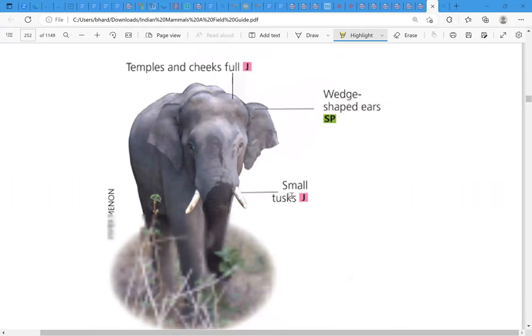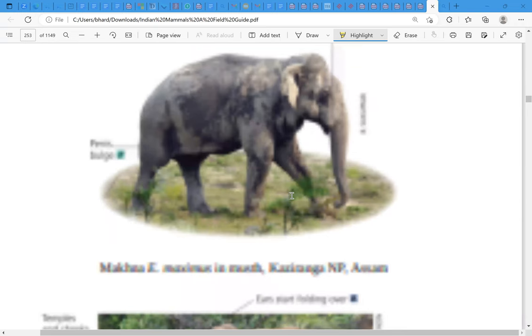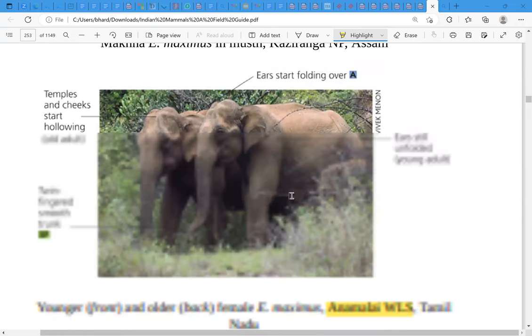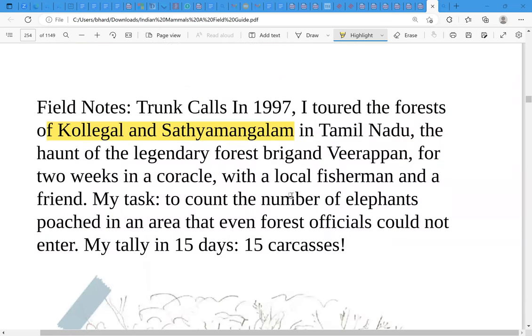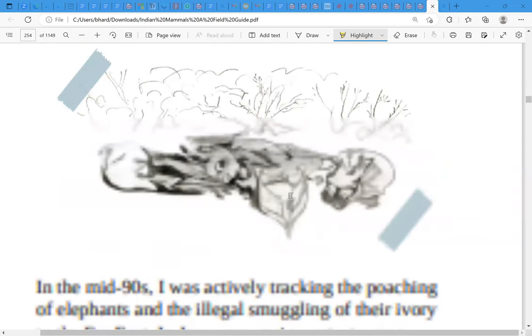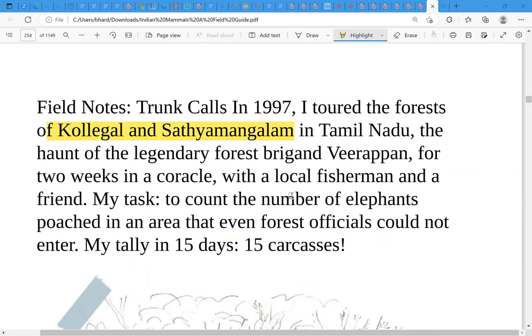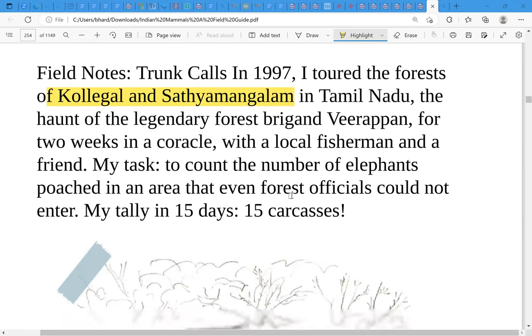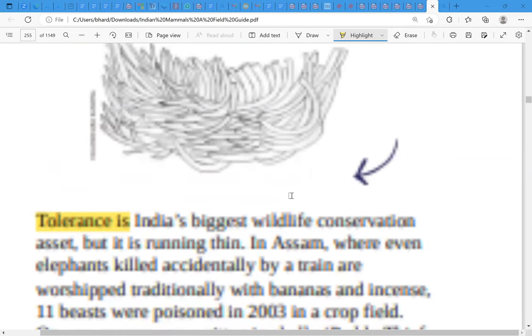So, as I just told you, this is wonderful information with respect to the elephant and also most relevant for the exam, because these questions have already been asked and I'm sure questions will be coming up again in this context. The number of elephants poached was very high in the 1990s in Kolagal and Satyamangalam in Tamil Nadu. Please do look at the location of Satyamangalam. That is how you can say that tolerance in India for wildlife conservation is there.